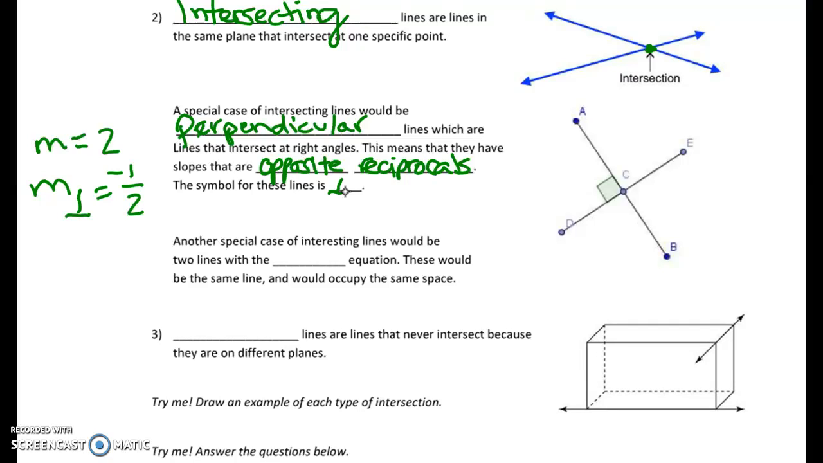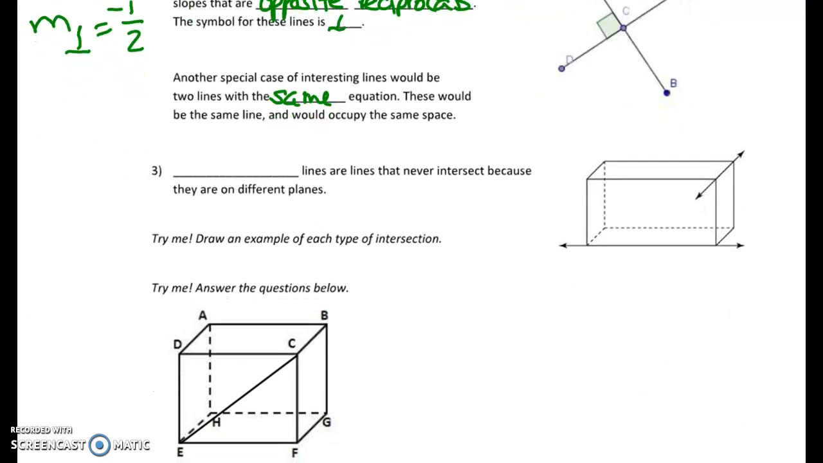Our second special case of intersecting lines would be two lines with the exact same equation. Basically, they end up being the same line and occupying the same space. Again, you saw this in algebra. We're not going to see this often in geometry, but it is another case for us.